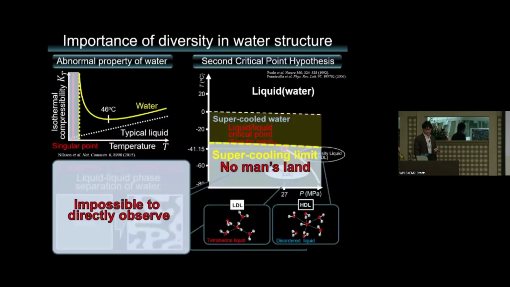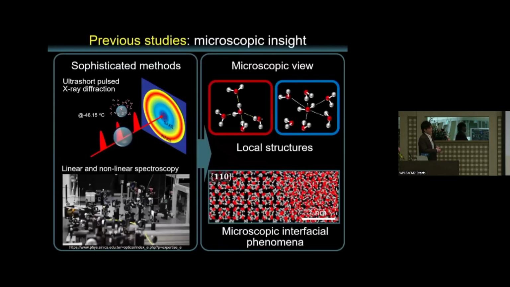But anyway, as I said, the no man's land hinders observation of the macroscopic liquid phase separation of water. So researchers have tried to obtain the signature of this liquid phase separation from the microscopic view by using several sophisticated and complicated methods. For example, ultra-short pulse X-ray diffraction of supercooled microdroplet water, linear and nonlinear spectroscopy, and also molecular dynamics simulations.